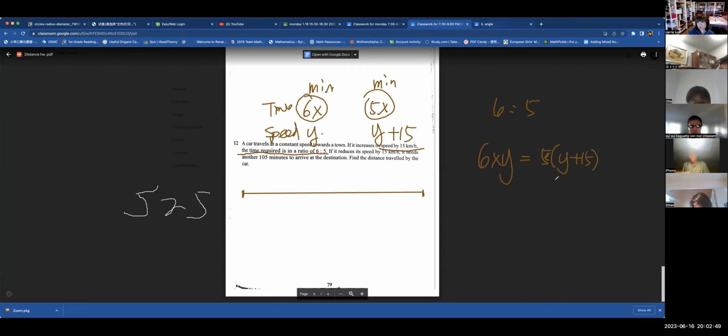Yes, Ollie, you get it right. So equals 5xy plus 75x. So xy equals 75x. So y equals 75. Get it, everybody? Okay, so I think if you get this one, then the question will be easy, okay? If you already know what y is, then later on it's very, very easy.